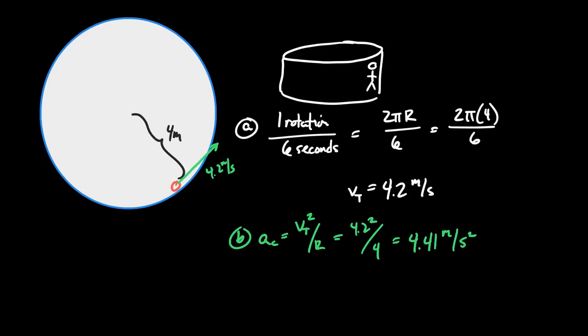Question C, if they have a mass of 60 kilograms, what centripetal force must they experience? And what force from the wall is providing this? Well, question C is simply asking me to find that unbalanced force, which is ma_c, or 60 times 4.41. So 265 newtons.